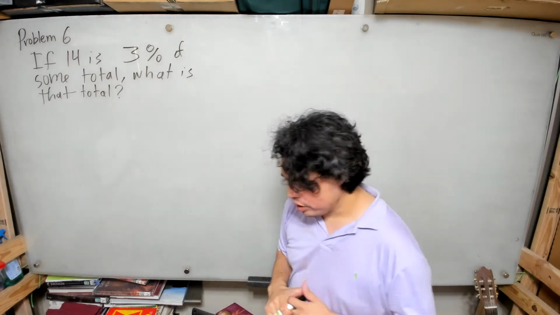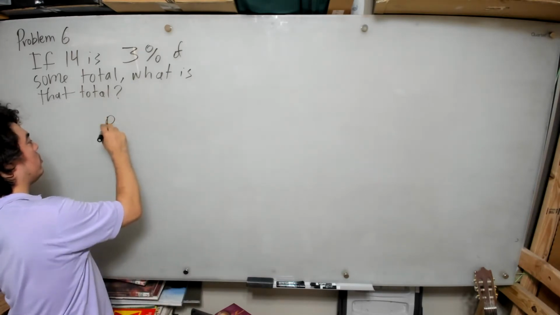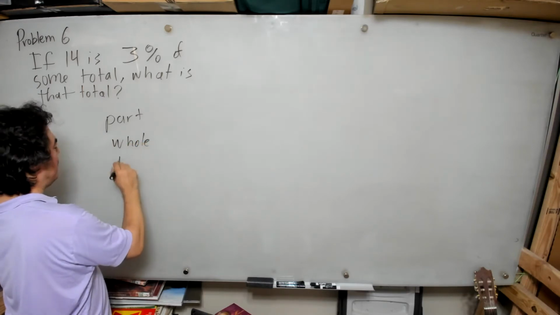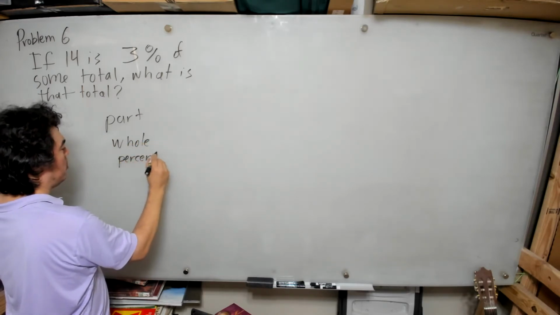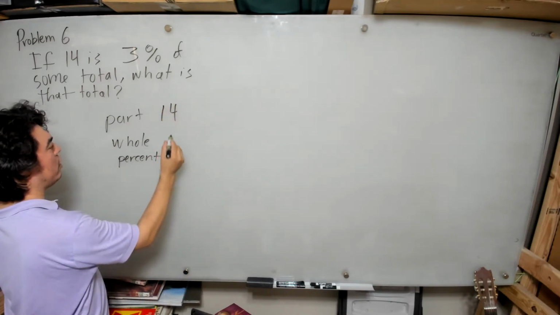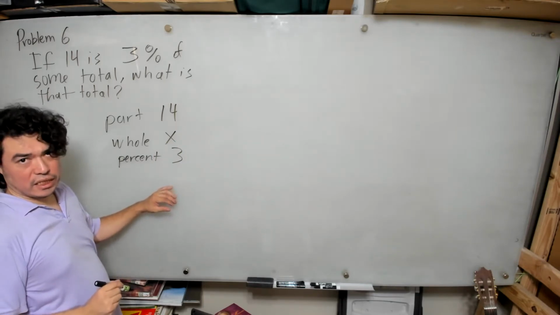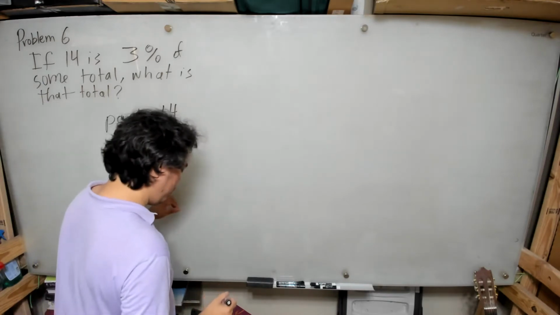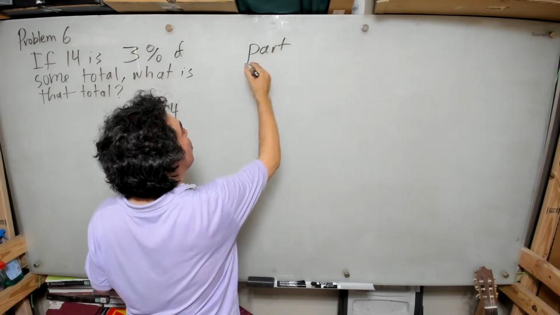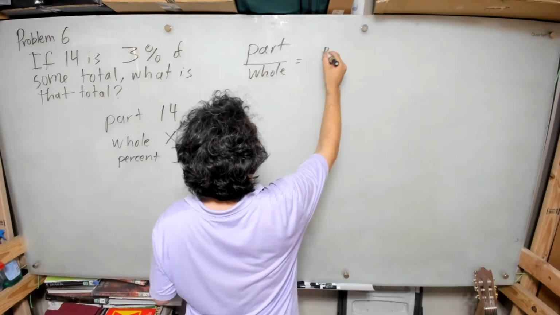Okay, so let us begin. First we're going to do our normal setup, right? So part, whole, and percent. And we're going to list what they give us. 14 is 3% of our whole, which is unknown to us, and therefore I'm going to place in its place an x. Okay? So once you list your givens and your unknowns, you write down your formula. Part over whole equals percent over 100. Okay?